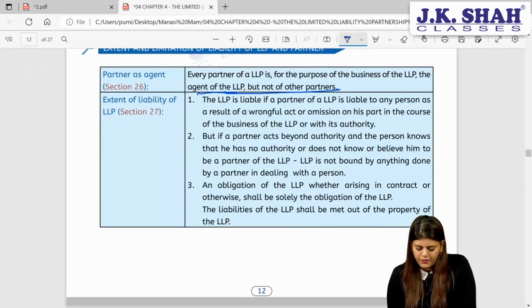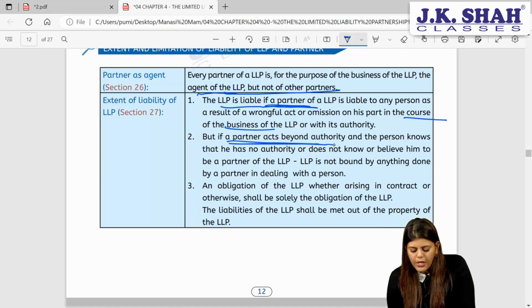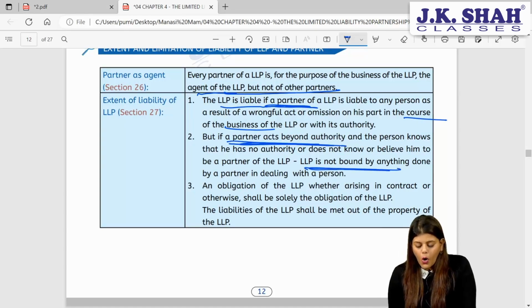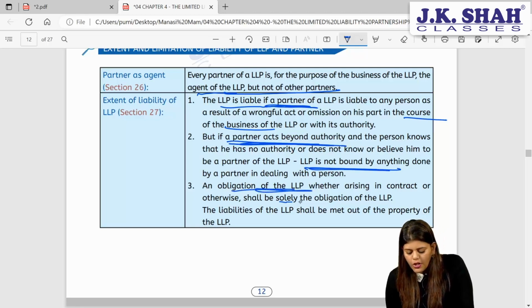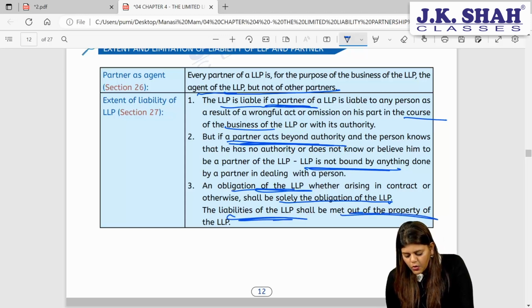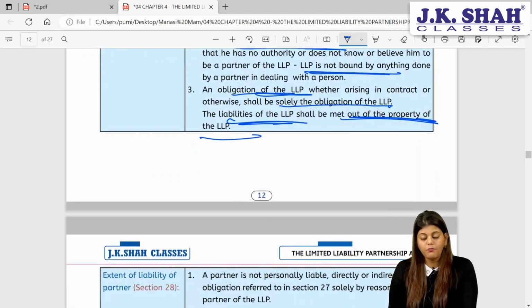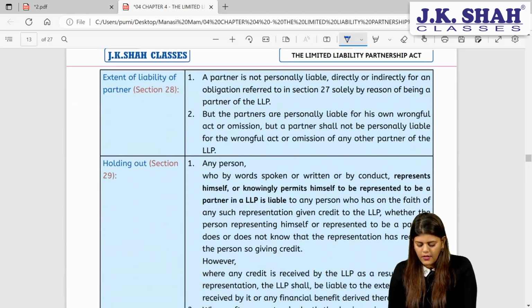So see, LLP is liable if a partner does something in the normal course of business. But if a partner acts beyond authority, LLP is not bound. Obligation of LLP is solely obligation of LLP. Liabilities of LLP will be met out of property of LLP only. You cannot go to the partners. But if there is fraud, yes.